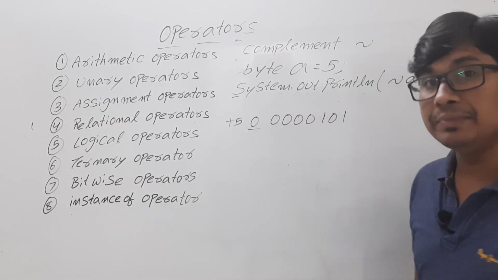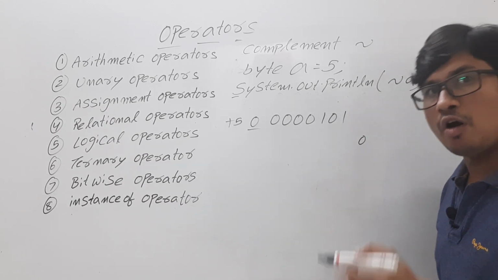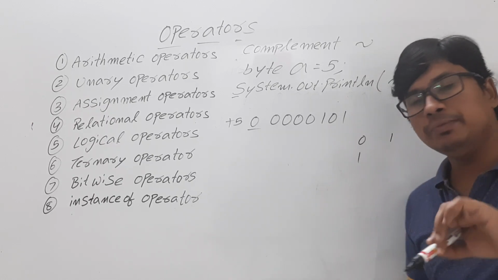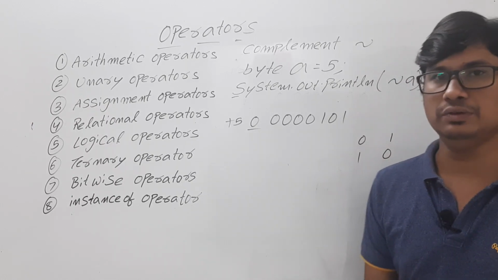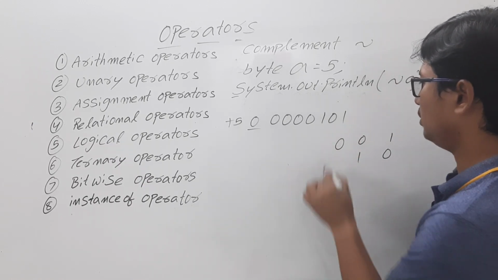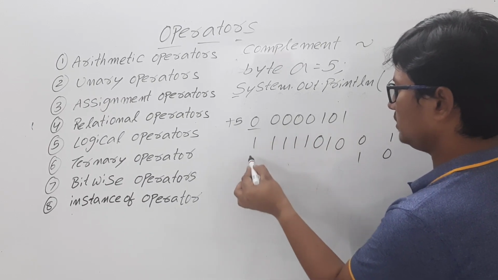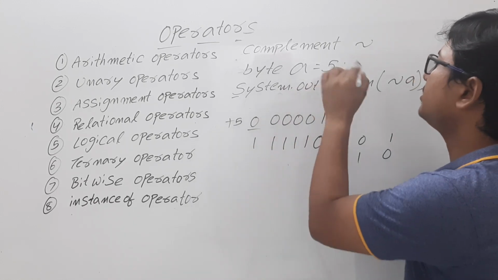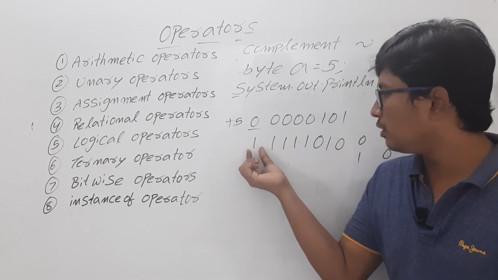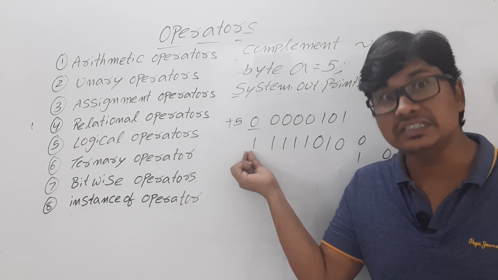Now complement means the same thing. If the input is 0, the complement will give you output as 1. If the input is 1, the complement will give you output as 0. Is it clear? So if I do this complement, this is 1 0 0 1 0. This is the complement of the given value. Now look here. What is the sign bit? This is a 1. The sign bit is 1. What does it represent? It is a negative number.